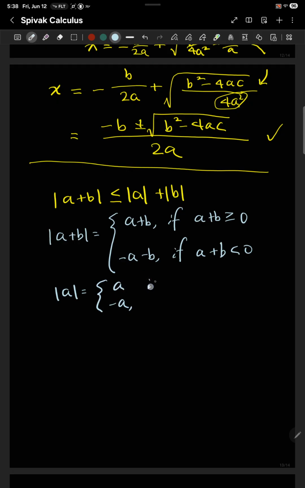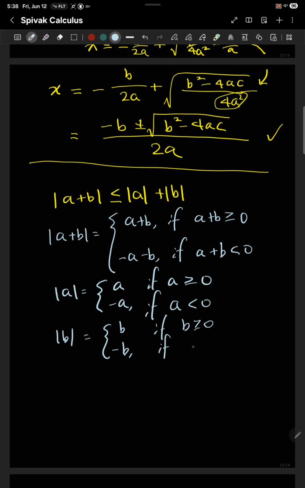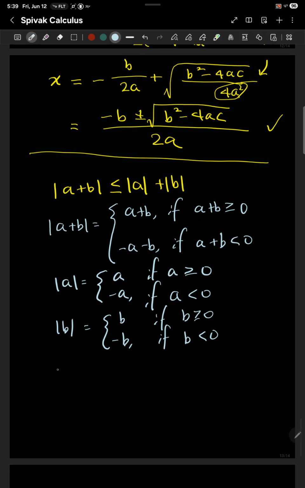And the definitions for each of those terms are also the same: the absolute value of a is a if a is greater than or equal to 0, and negative a if a is less than 0, and b itself has the same result by its definition. So let's consider the case where both are positive, right? If both a and b are positive, let's write down the case by case.